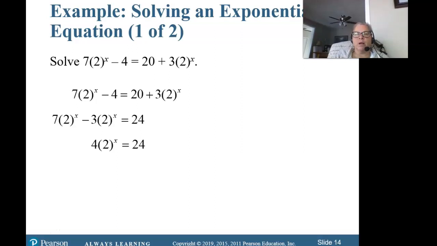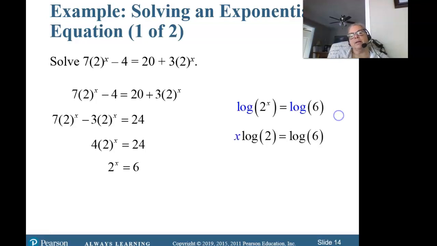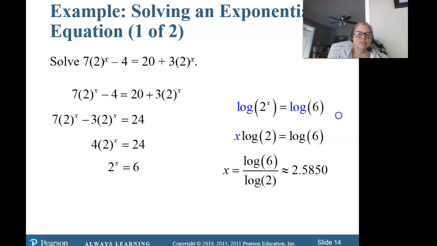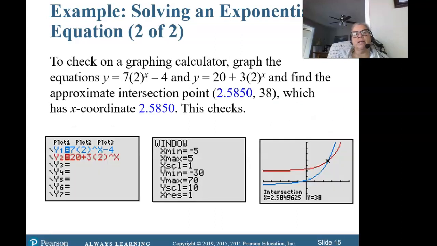Here's what we just talked about. You must now divide by 4. You cannot multiply 4 times 2. Divide each side by 4, you get 2 to the x equals 6. This begins to look a lot like our first problems. x is in the exponent's place, so we know we have to hit each side with a logarithm. Bring the x out front. Divide each by log of 2. And we find that x is approximately equal to 2.5850.